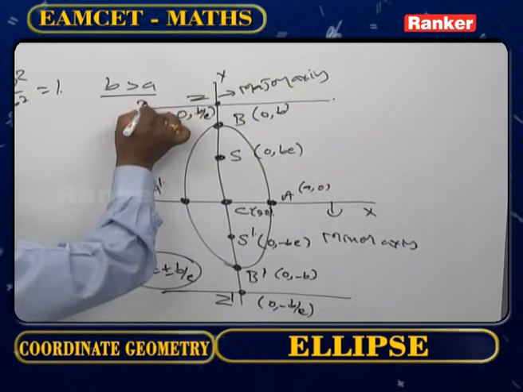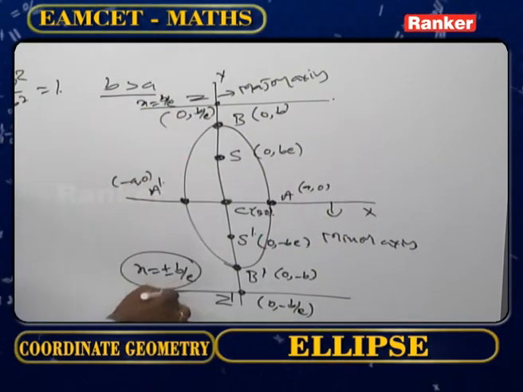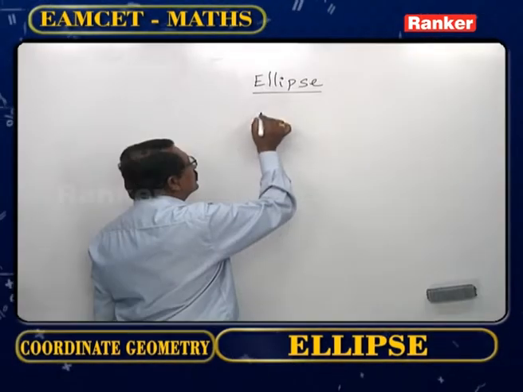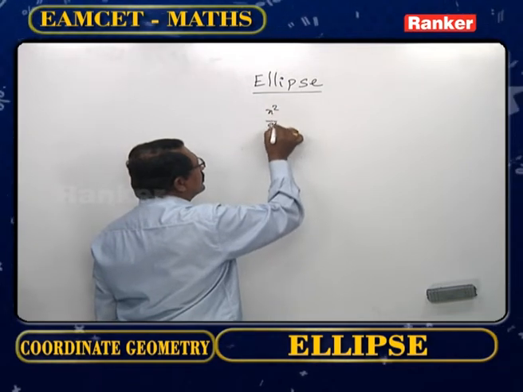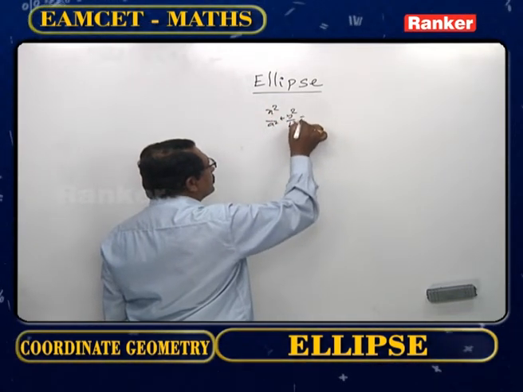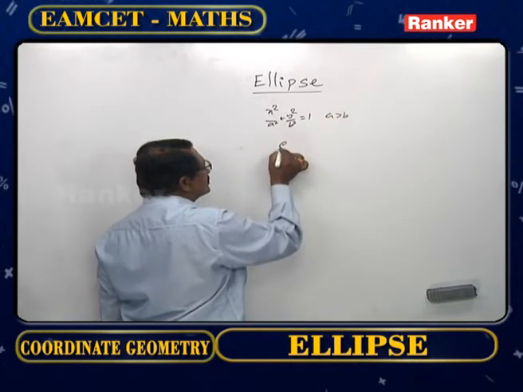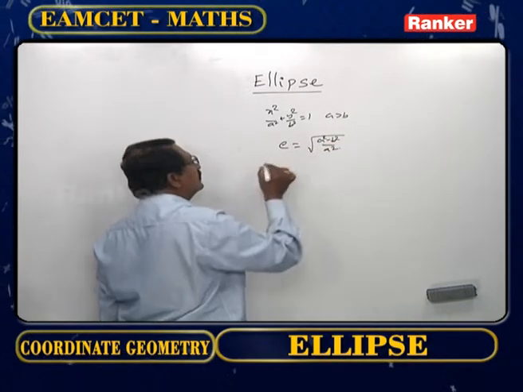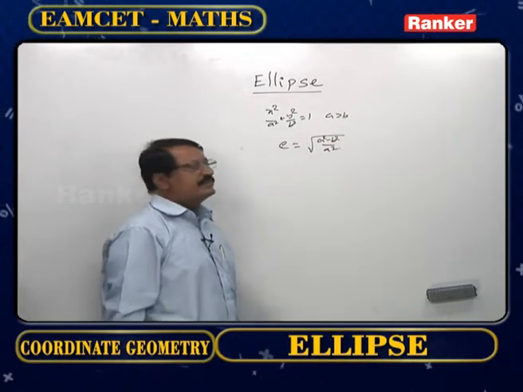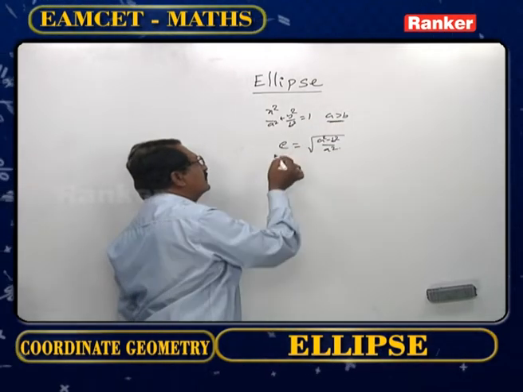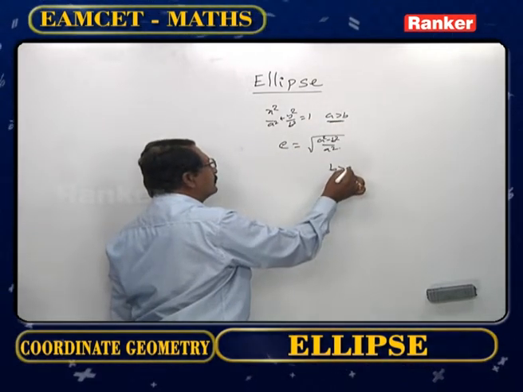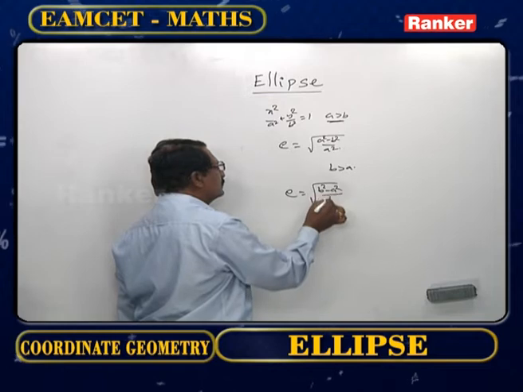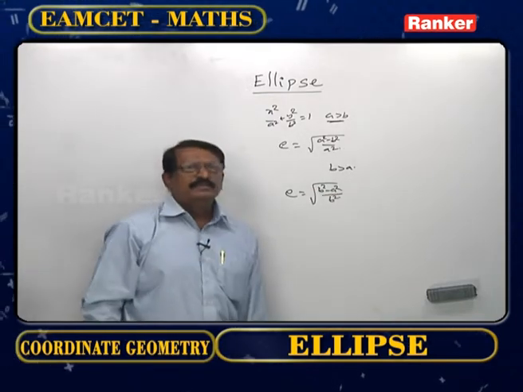One directrix is y equals b by e and the second is y equals minus b by e, if b is greater than a. If the ellipse equation is x square by a square plus y square by b square equals 1 and a is greater than b, the eccentricity e equals the square root of (a square minus b square) by a square. If b is greater than a, then e equals the square root of (b square minus a square) by b square.